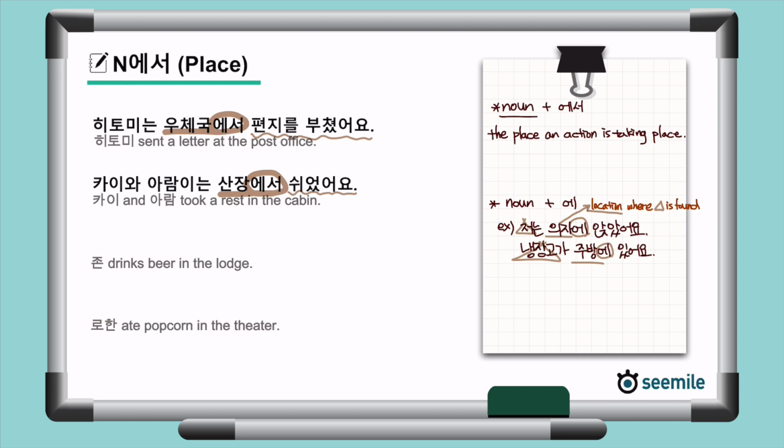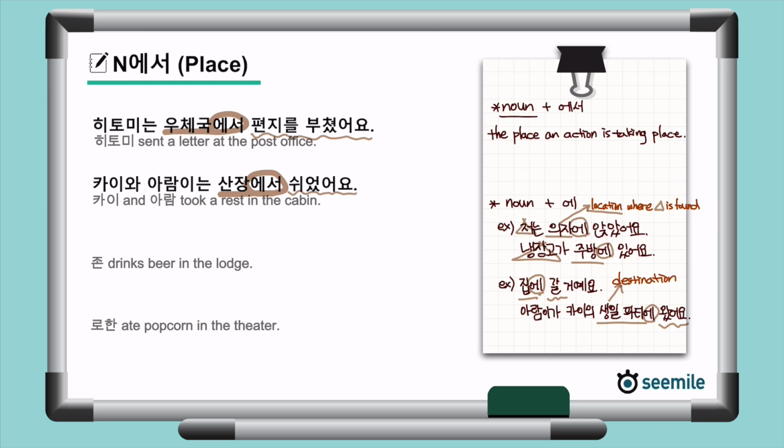Then how would you say I will go home? 집에 갈 거예요. How about 아람 came to Kai's birthday party? 아람이가 카이의 생일 파티에 왔어요. Why 에 instead of 에서 again? It's because 집 and 생일 party are the destinations to which the subjects in the sentences go.